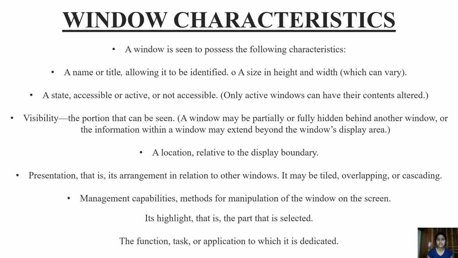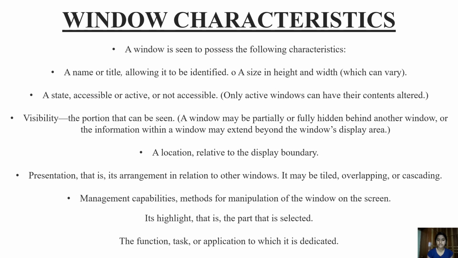Windows characteristics. A window is seen to possess the following characteristics: a name or a title, allowing it to be identified; the size in height and width, which can vary; a state, accessible or active, or not accessible. Only active windows can have their contents altered. Visibility, the portion that can be seen. A window may be partially or fully hidden behind another window.